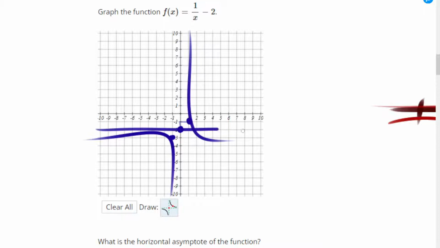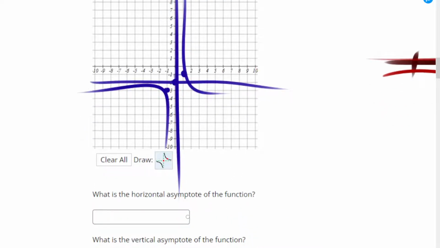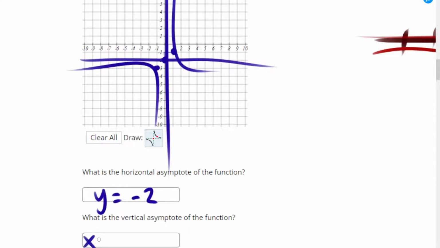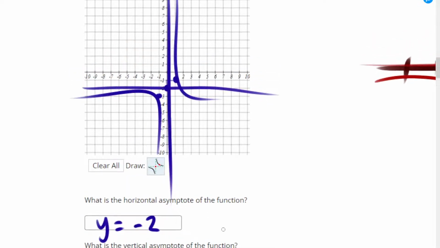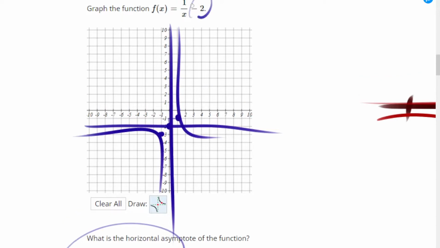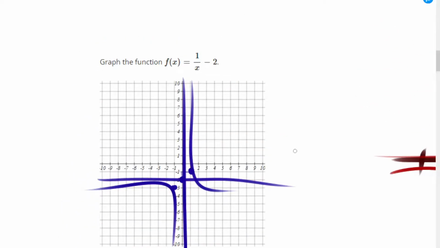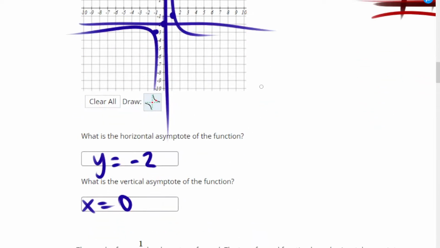We just know that our asymptotes shift with our box. So our new horizontal asymptote is going to be y is equal to -2. And our vertical asymptote is still going to be x is equal to 0. Hopefully that makes sense. Horizontal is going to be this 2, and then your vertical is going to be the one that's right next to the box.